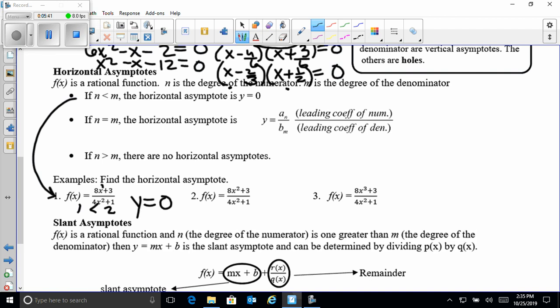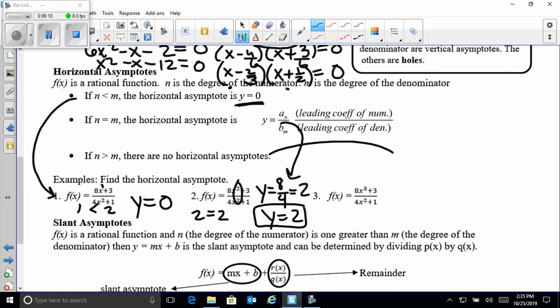Obvious, and that's what that says. But what if our powers are equal? So we look here, those powers are the same, 2 equals 2. Well, then we have to find our horizontal asymptote by taking the coefficients and dividing them. In this case, it's 2, so y equals 2 is this horizontal asymptote. And that's this situation here.